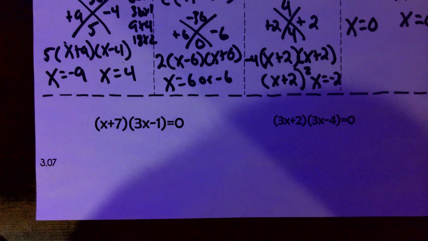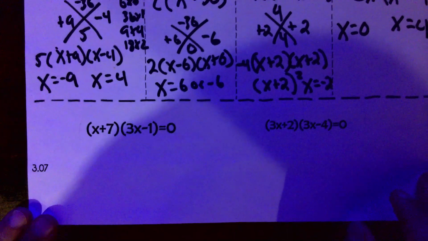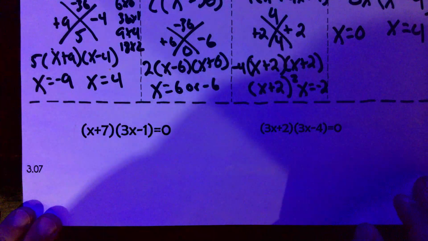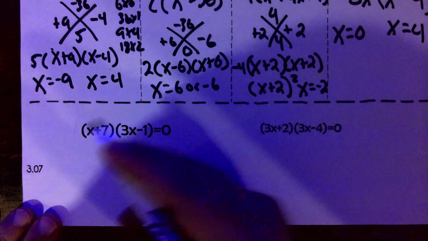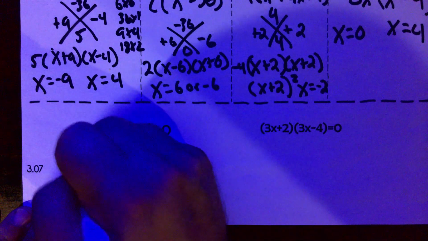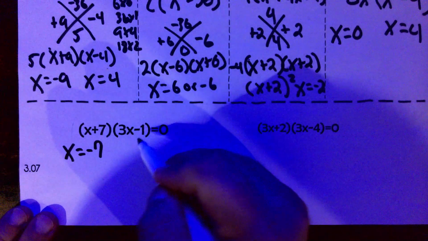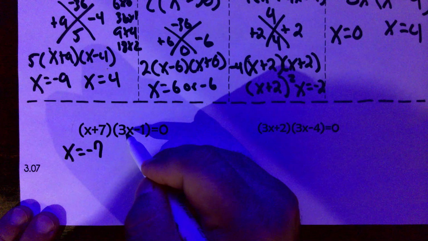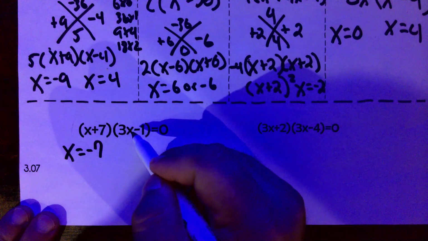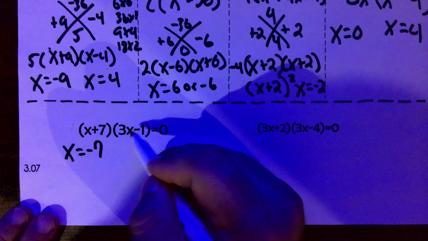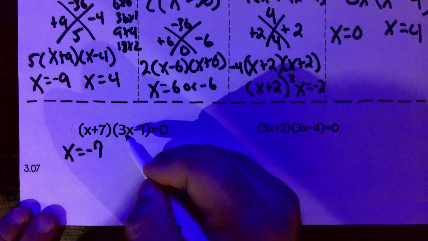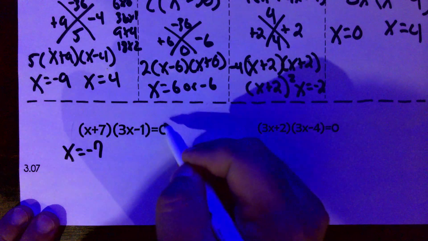Okay, so let's say you factor it out and you came up with these factors. x plus 7 times 3x minus 1 equals 0. What does x need to be here? Well, obviously the first one is negative 7. But the second one is a little bit trickier, right? Because the x isn't by itself. So how would I find out what x is? Well, this is 3 times some number minus 1. So how can I undo that 3?